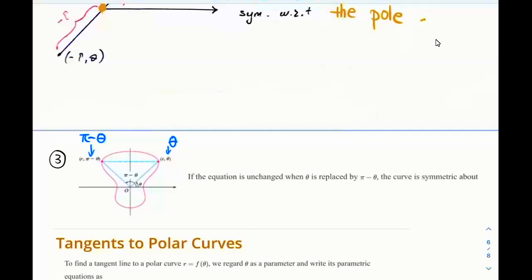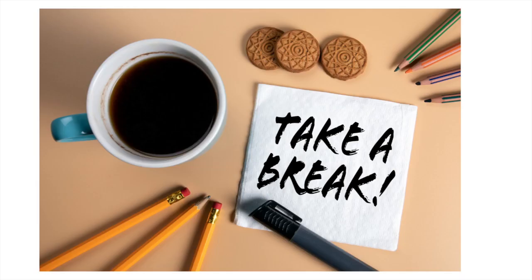Symmetric with respect to what? You could say the y-axis in Cartesian coordinates. However, in polar coordinates, what's the equation for this y-axis? Theta equals pi over 2. Yes, you got it. So this one over here, in polar coordinates, is theta equals pi over 2. So it's symmetric with respect to theta equals pi over 2, this line.